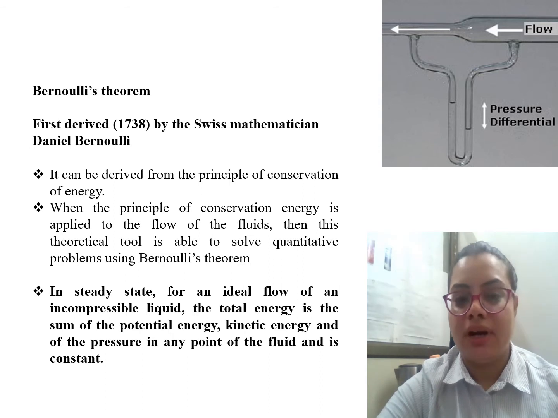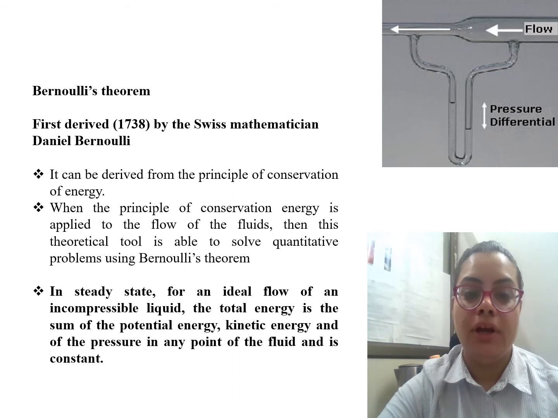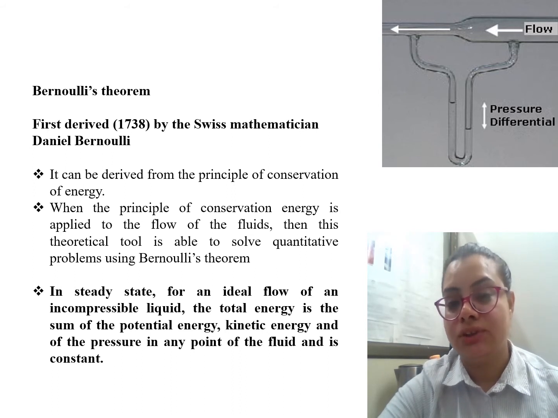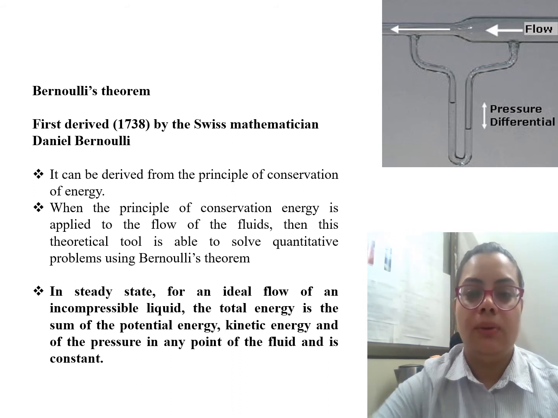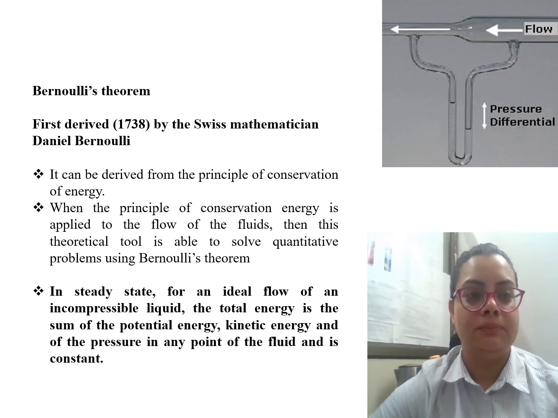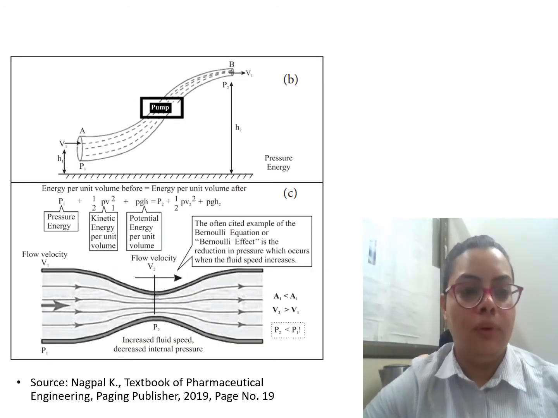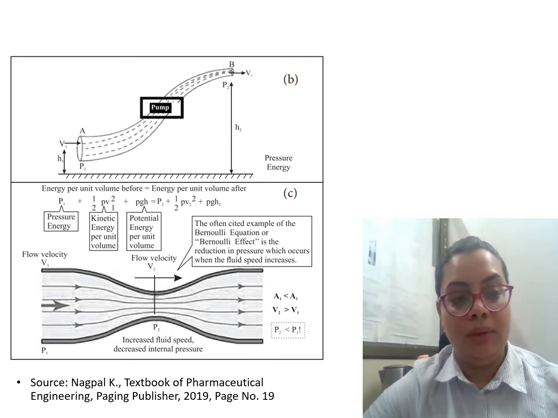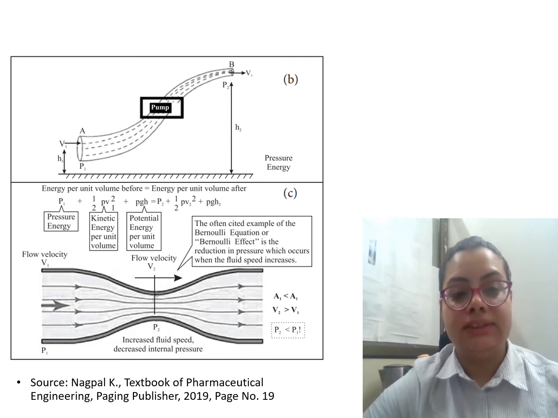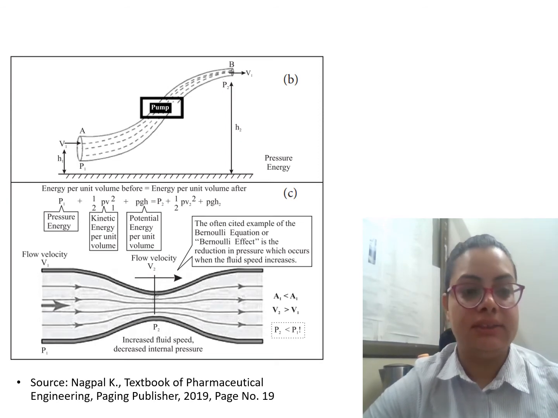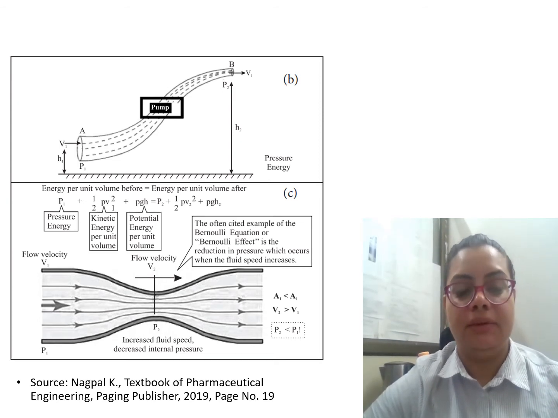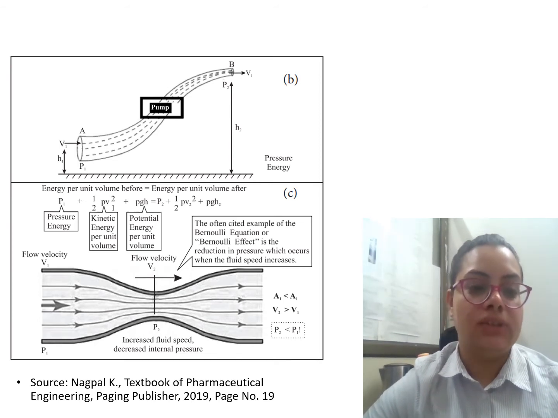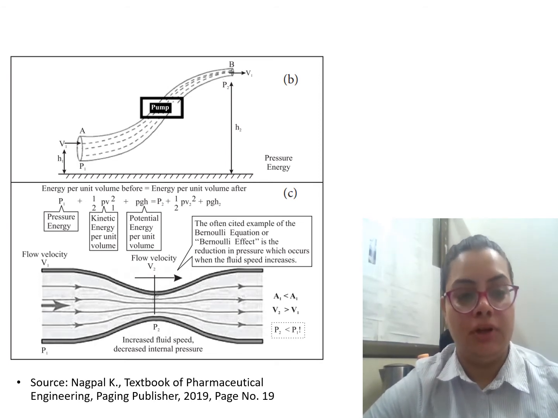In steady state, for an ideal flow of an incompressible liquid, the total energy is actually the sum of potential energy, kinetic energy and pressure energy at any point of the fluid, and it remains constant. This is actually the statement of Bernoulli's theorem. So let's understand it in more detail. For the flow of any incompressible liquid, the total energy is the sum of potential energy, kinetic energy and the pressure at any point of the fluid, and it remains constant. That is the actual statement which was put forward by Bernoulli.